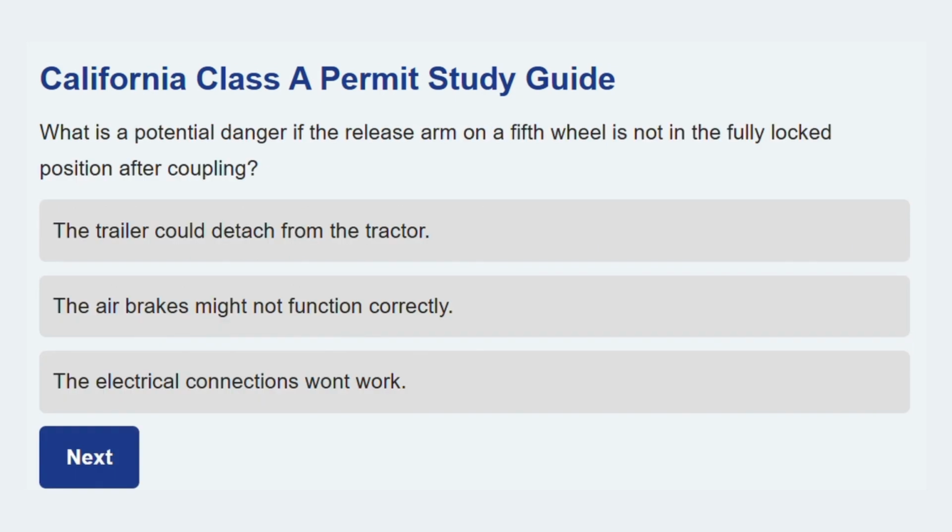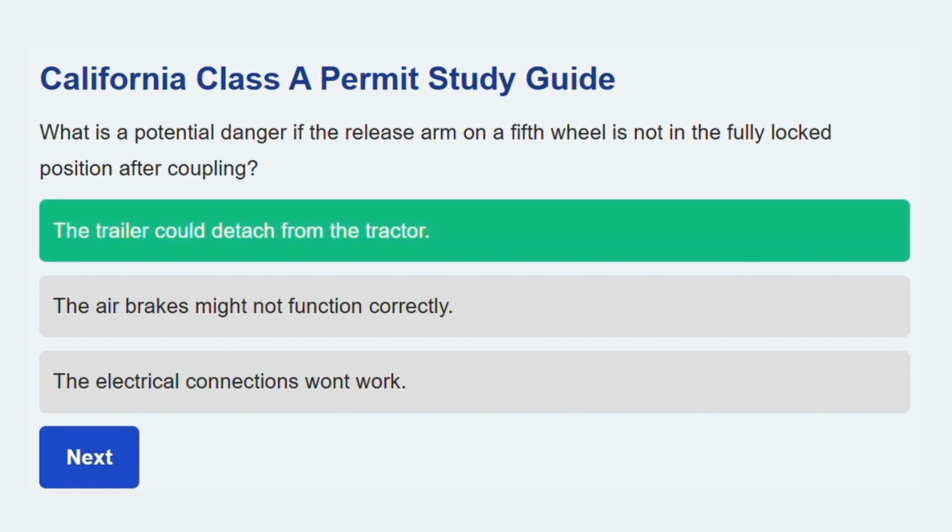What about this next one? What is a potential danger if the release arm on a fifth wheel is not in the fully locked position after coupling? The trailer could detach from the tractor. A securely locked fifth wheel is crucial for preventing runaway trailers.